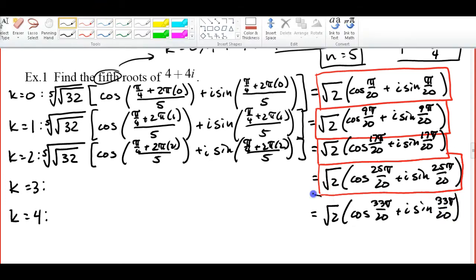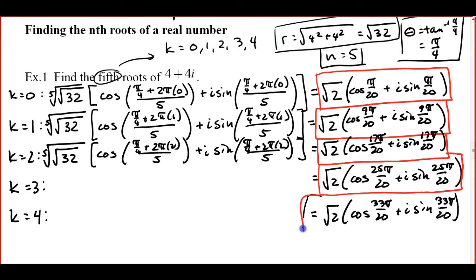Keep in mind that our answers here are in trig form or polar form, and if we wanted them in standard form, we would just use our calculator because these are not special angles. Then we'd figure out what the cosine of 25 pi over 20, for example, is and multiply it by root 2, and then figure out what the sine of 25 pi over 20 is and multiply it by root 2. So these are the fifth roots of this complex number.